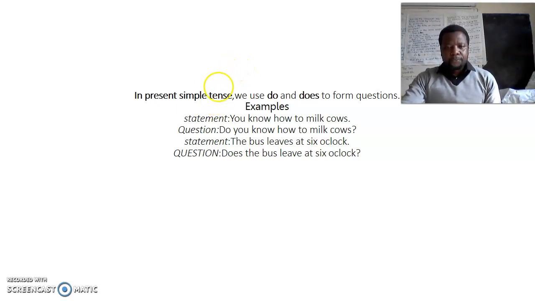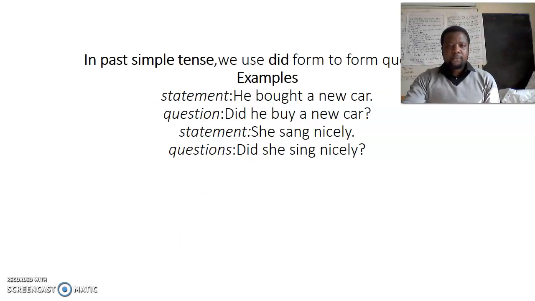So you find that where we don't have a helping or a modal auxiliary verb, we are going to introduce the do and does as long as the statement is in the present simple tense. Then when do we use did as a form of do when forming questions for statements? In past simple tense, we use the did form to form questions. That means if it is in the past tense, we are using the did form. And if it is in the present simple tense, we are using the do and does form.